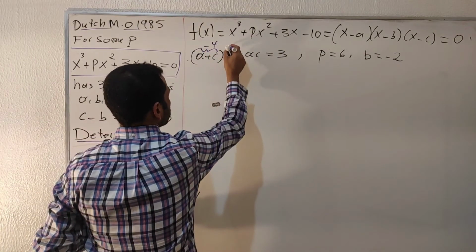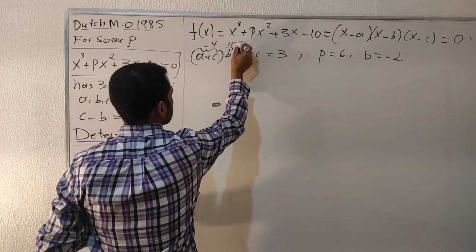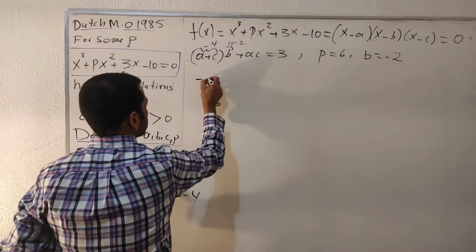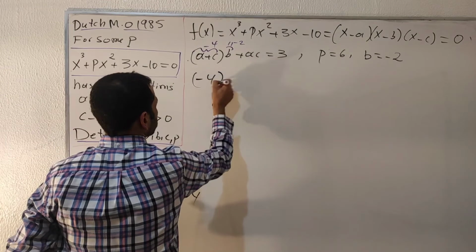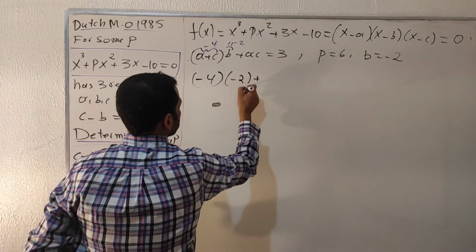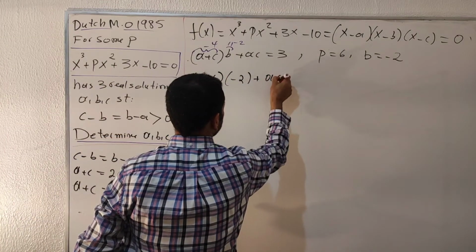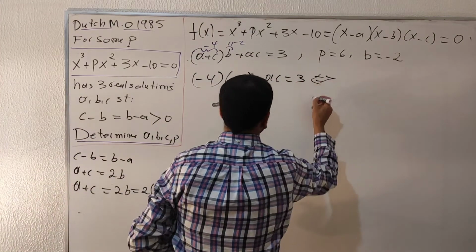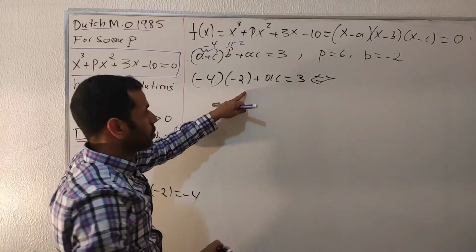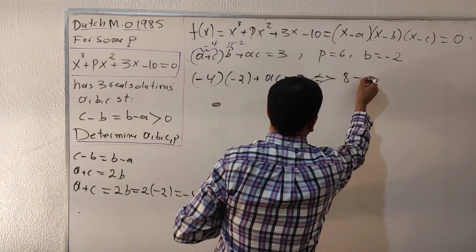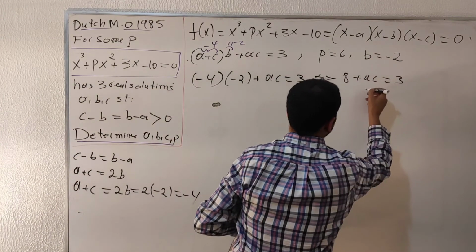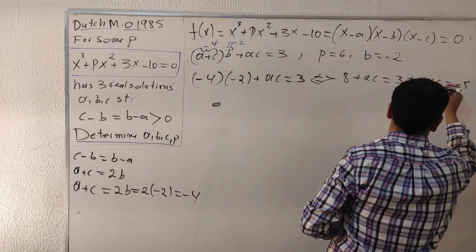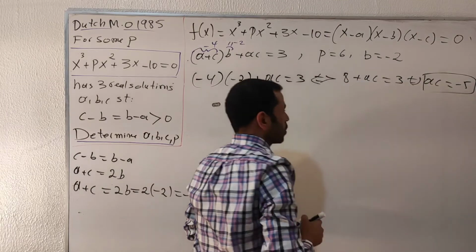We know this value of b equals minus 2. So I'm going to determine this product AC. I get here minus 4 multiplied by minus 2 plus AC equals 3. Equivalently, minus 4 multiplied by minus 2, which is 8, plus AC equals 3. So the product AC equals minus 5. I know the product equals minus 5.